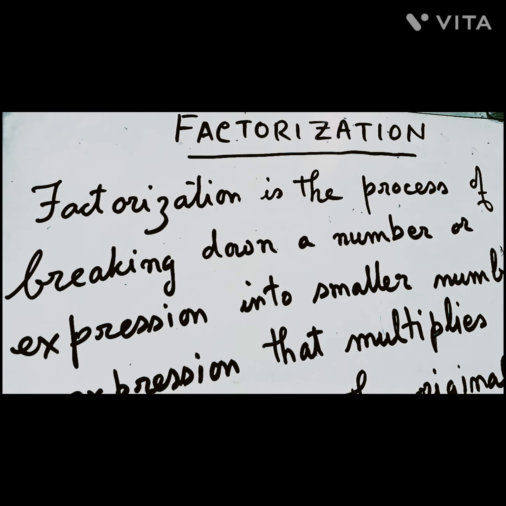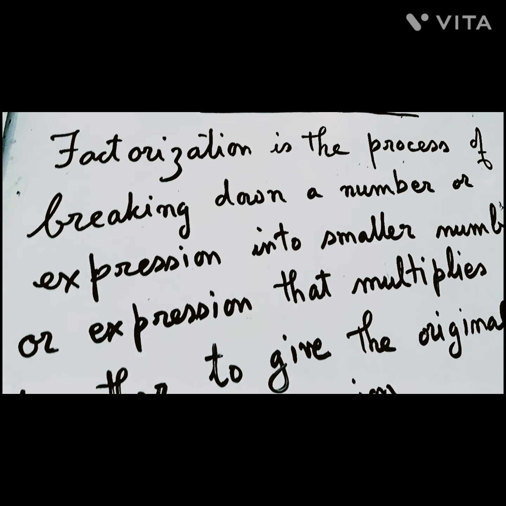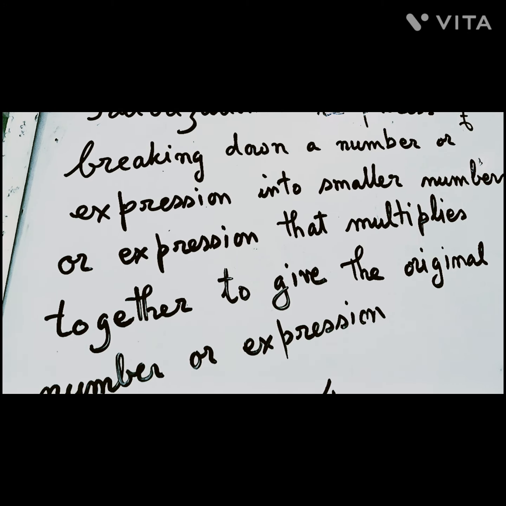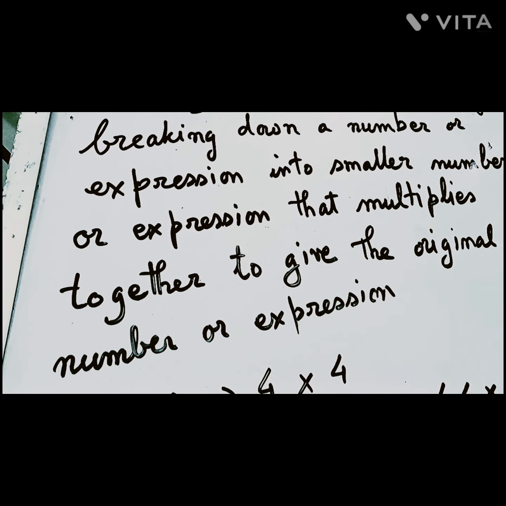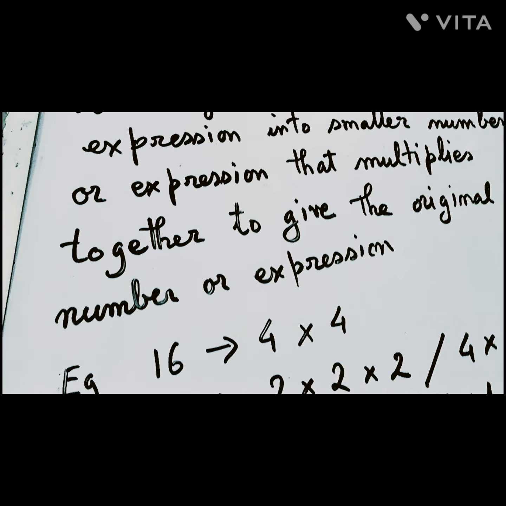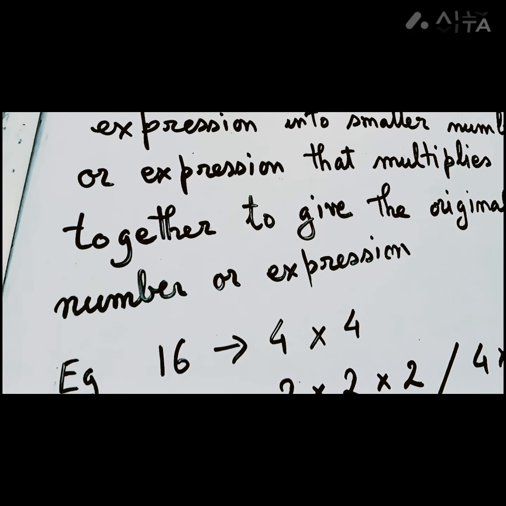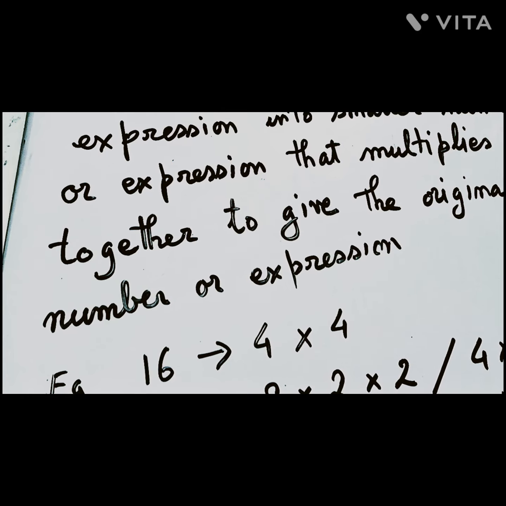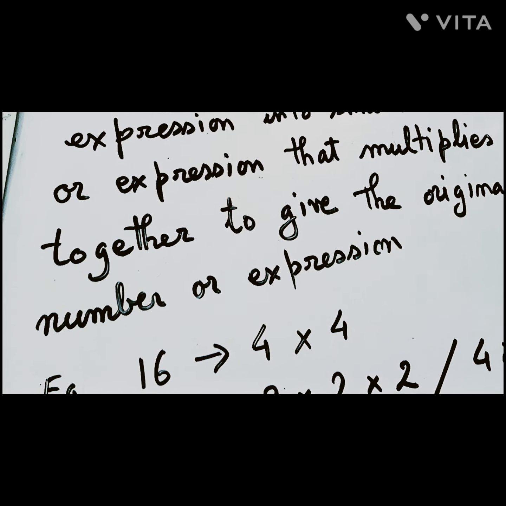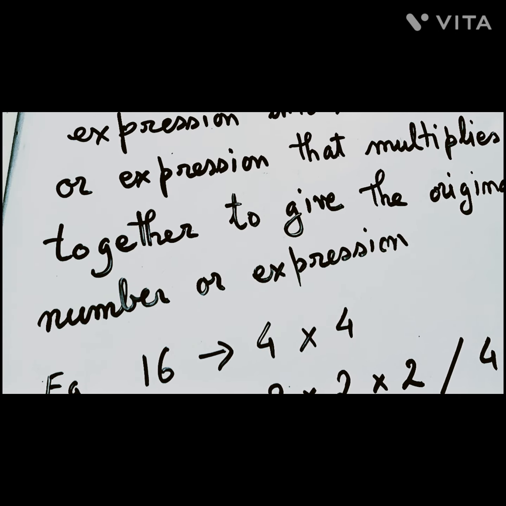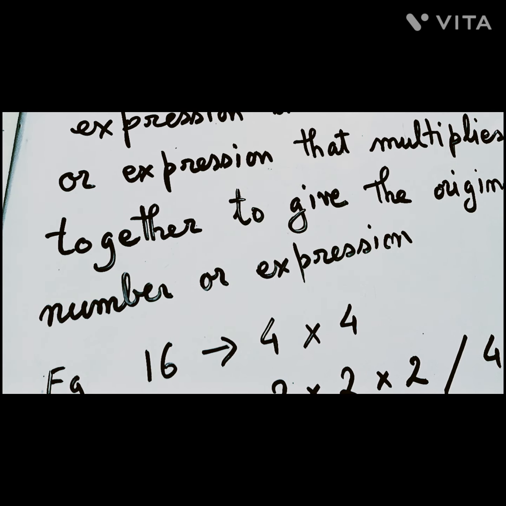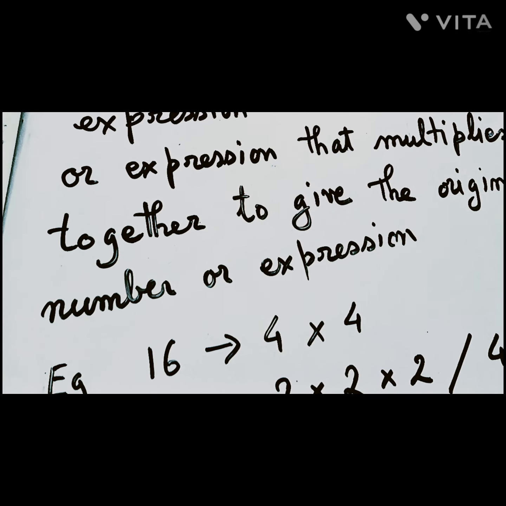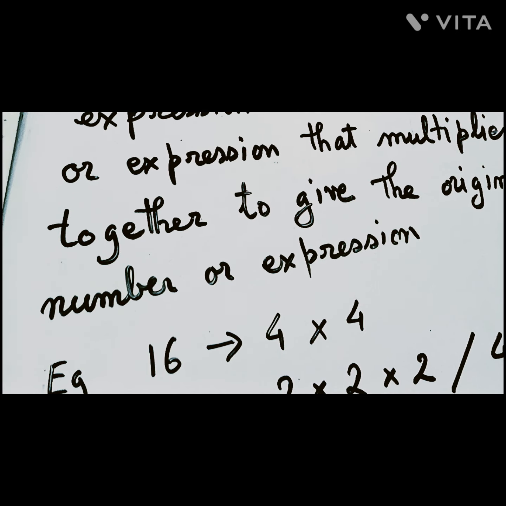Factorization is a process of breaking down a number or expression into smaller numbers or expressions that multiply together to give the original number or expression. I'll explain with an example. Suppose we take the number 16. It can be broken down into smaller numbers whose product again gives 16. So 16 can be 4 into 4, that is, the product of 4 into 4 is again 16. So 4 is a factor of 16.